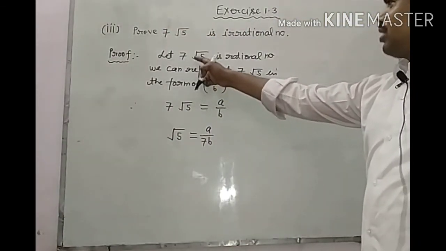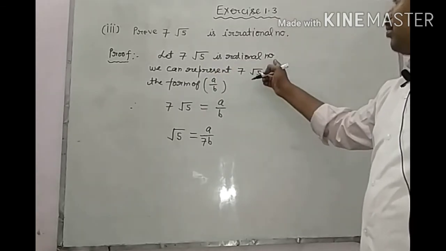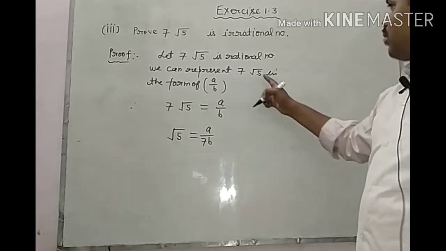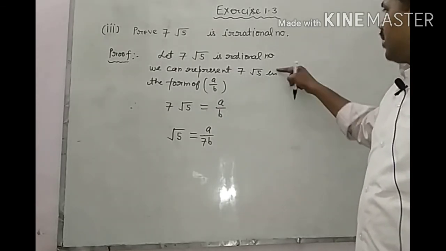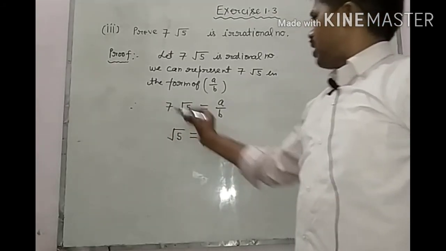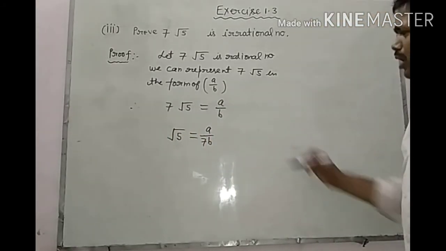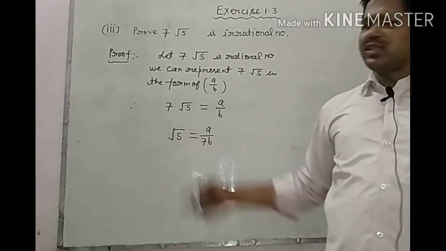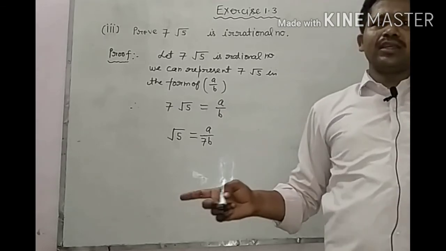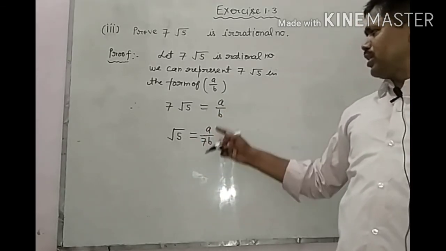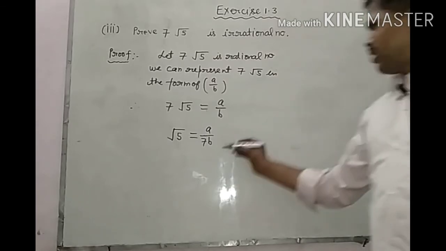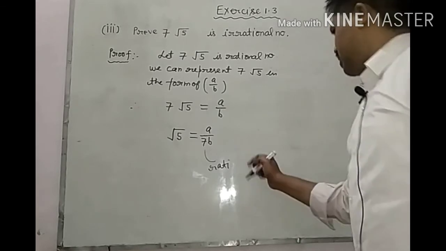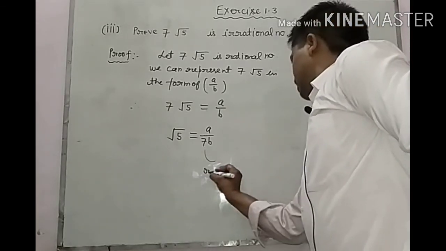So, first of all, we considered 7 root 5 is a rational number. We can represent 7 root 5 in the form of a by b. Therefore, 7 root 5 equal to a upon b. Now, we evaluate root 5 in the form of a by b. So I am writing here root 5 equal to a upon 7b, which is a rational number, friends.